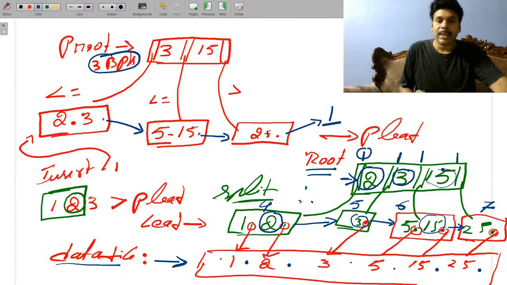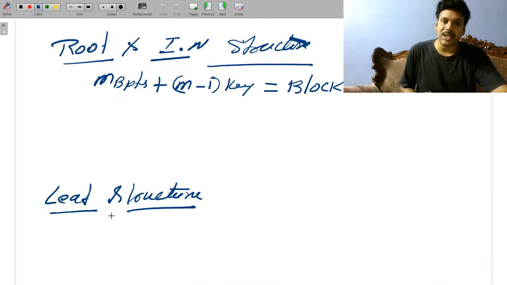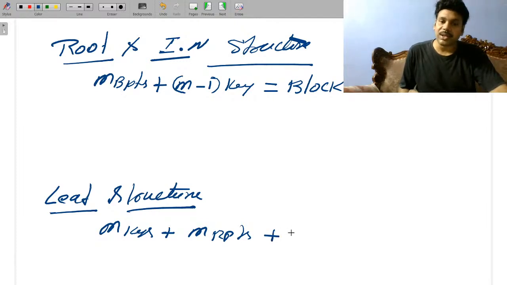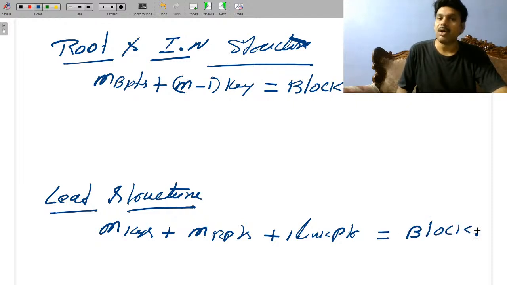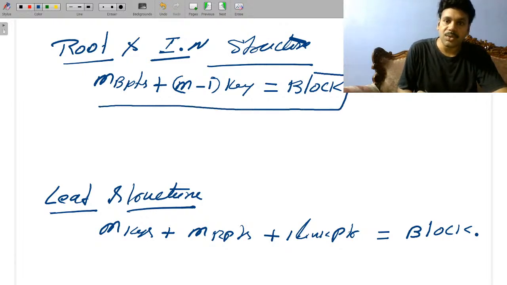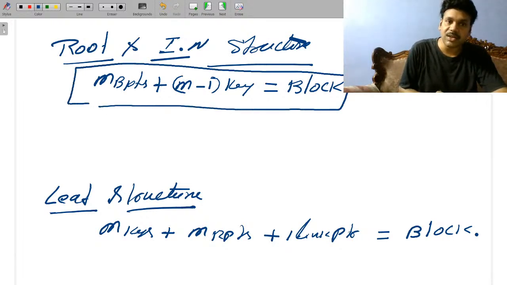Now, what is the leaf structure? Please observe. M keys I can insert directly, as many keys as you want. M keys I can have, M record pointers I can have, plus one link pointer. This link pointer is called a block pointer. They have to be located in your block. That's it. This is the representation by which you can identify the degree of a node.